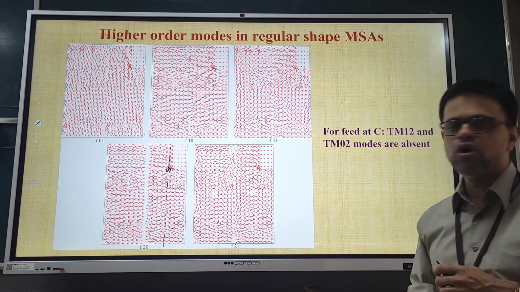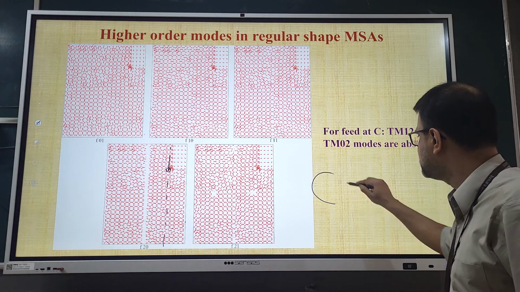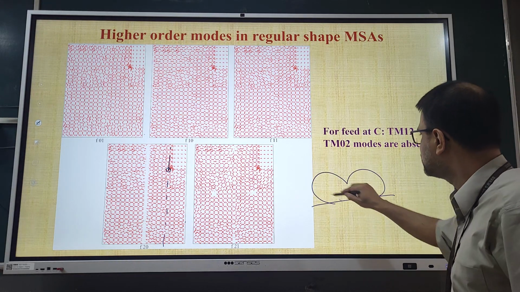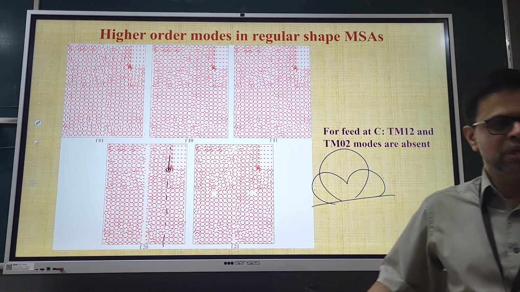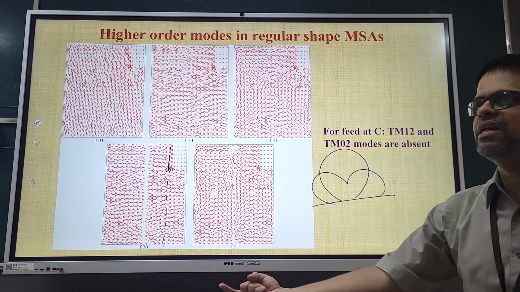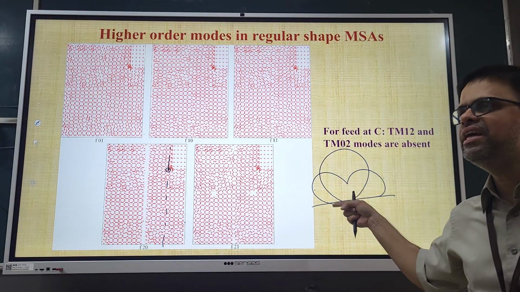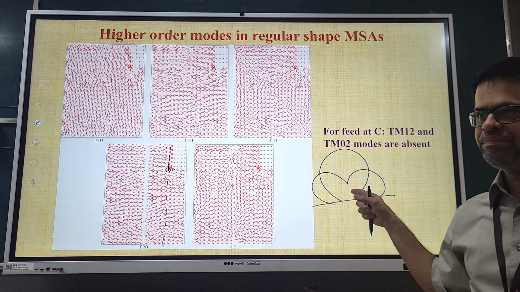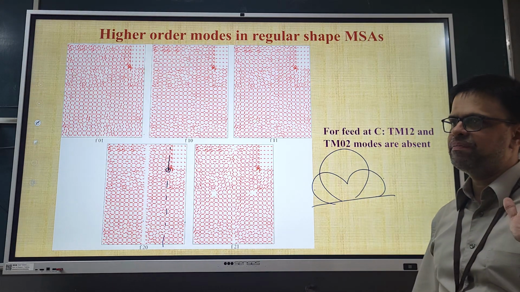Likewise, the TM20 mode gives me end fire. Now what is end fire? The radiation pattern is like this. Broadside is this one, end fire is this one. Where will it be used? You just keep your antenna on your table, and I want to receive the energy from anywhere else in the planar area, not from the top. There, the end fire radiation pattern is important, so I can operate that antenna at that particular frequency.